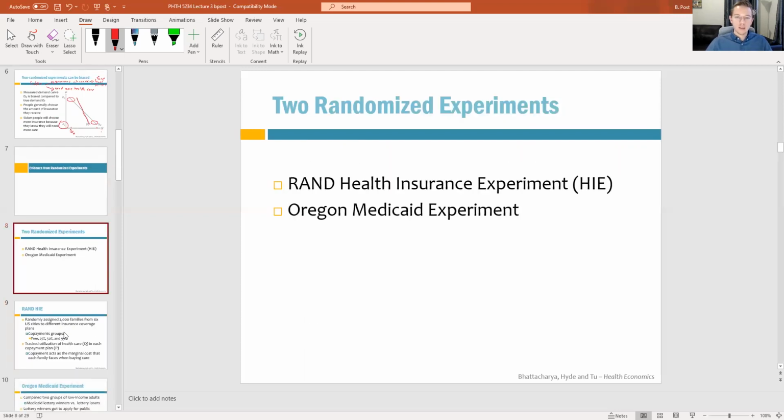And the other one is the Oregon Medicaid experiment. That is much more recent, and that happened because of the way that the state of Oregon decided to roll out its Affordable Care Act expansion of Medicaid.